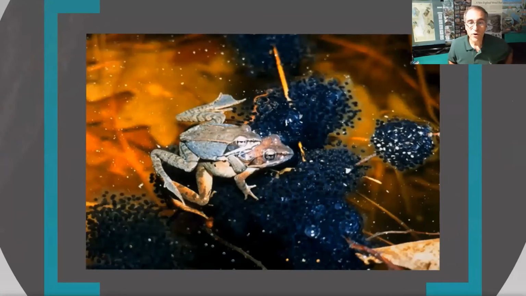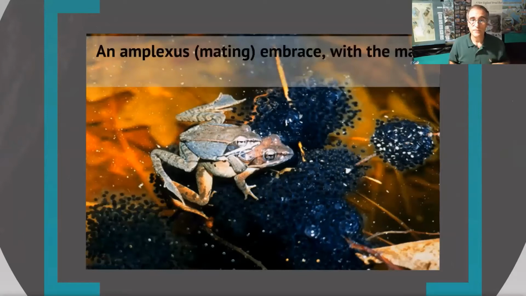The wood frogs mate this way. The male's on top, the female's larger, and she's on the bottom. She lays her eggs in clusters, and the male fertilizes them externally. Then the male and female take off to go back to where they came from.